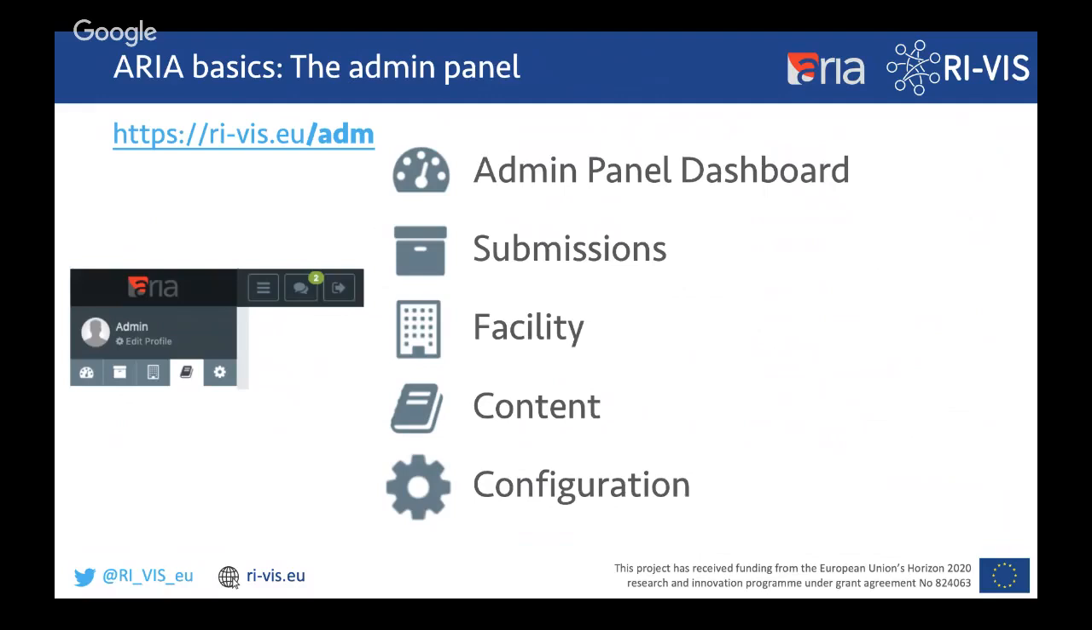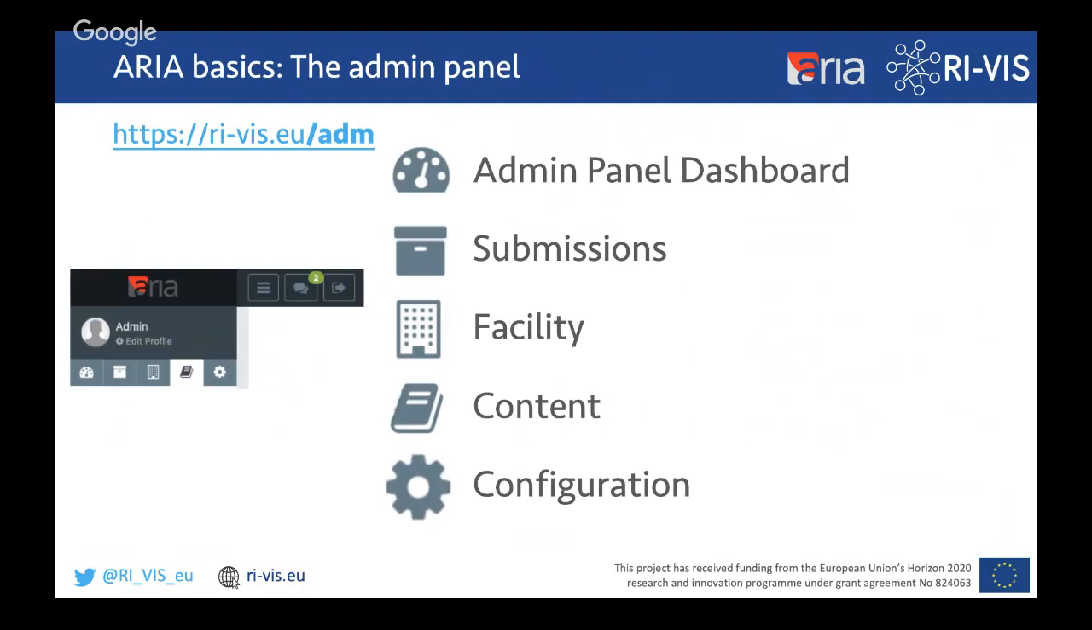The 5 sidebar navigation tabs simplify finding your way around ARIA by grouping similar actions together under a tab. For example, the Submission tab, marked by a box here, covers anything to do with proposals or call applications submitted, including the peer review assessment of these applications. The Facility tab, marked by a building here, covers anything to do with facility management. So this might be booking calendar functions or visits to facility, managing visits and things like that.